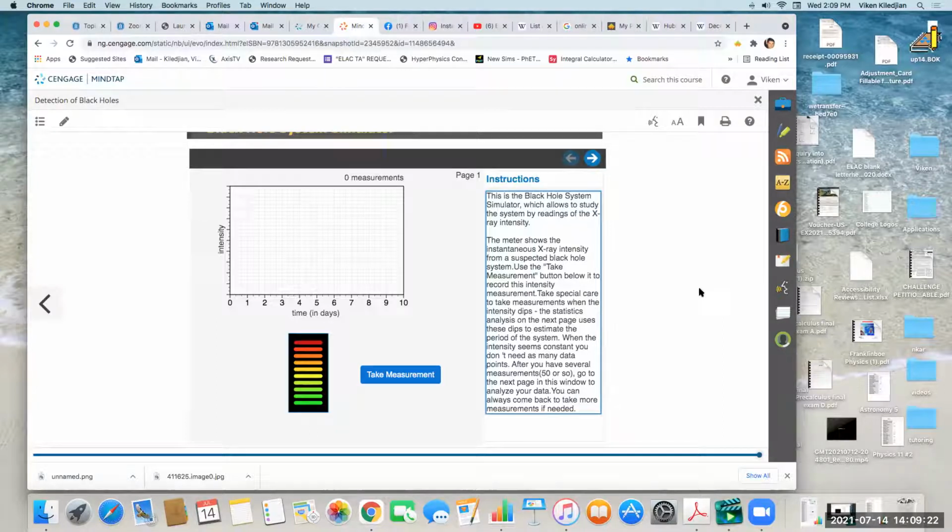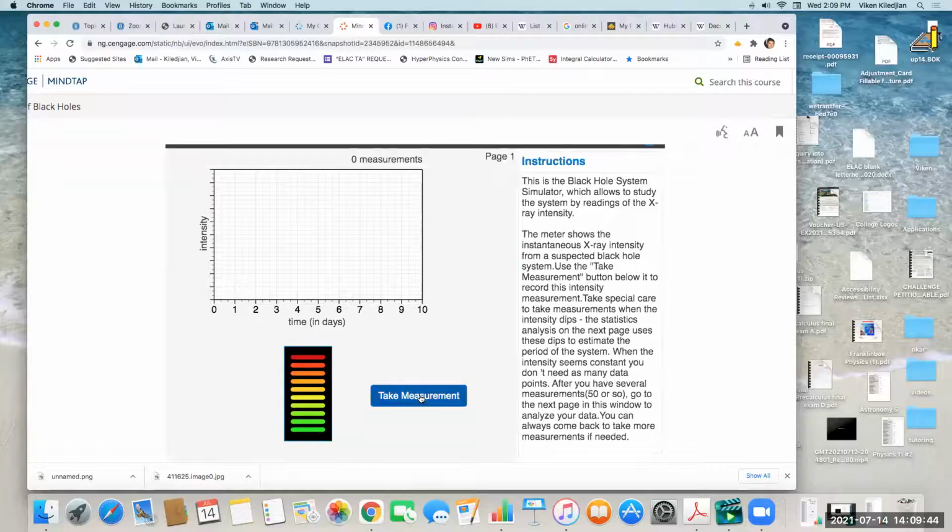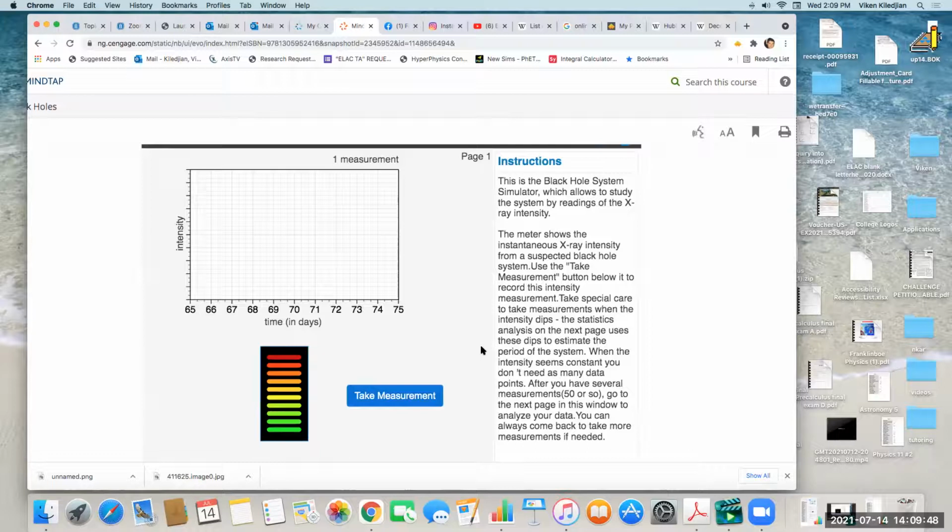So basically what's happening is that the black hole is going around the star, and when the black hole is not hidden behind the star, we see the X-rays emitting, right? But when the black hole is hidden behind the star, that X-ray intensity dips a little bit, and then we can tell its period. So take measurement.